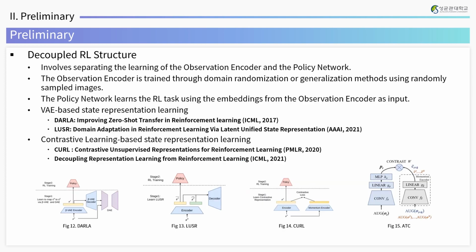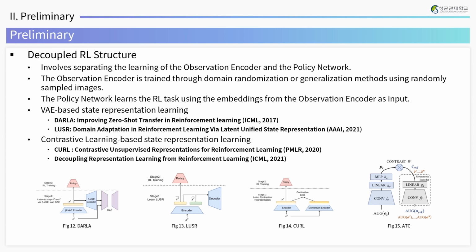This page is for domain adaptation in reinforcement learning. In vision-based RL, the method involves separating the learning of the observation encoder and the policy network. The observation encoder is trained through domain randomization or generalization methods using randomly sampled images. The policy network runs the RL task using the embeddings from the observation encoder as input.